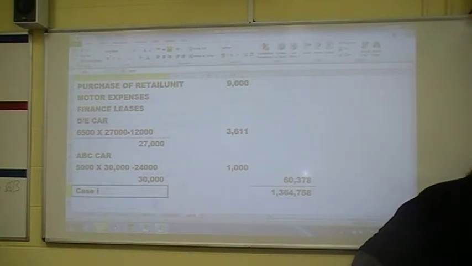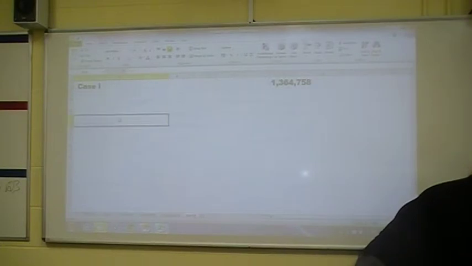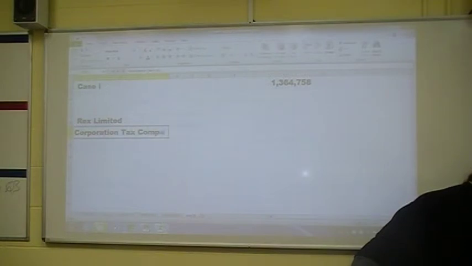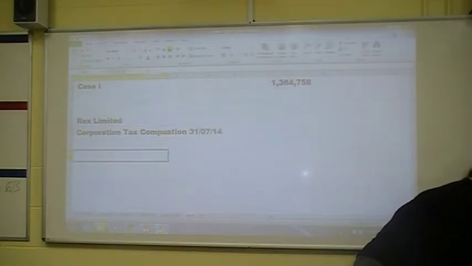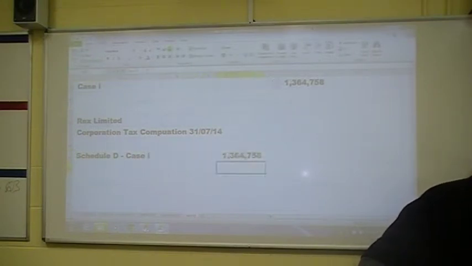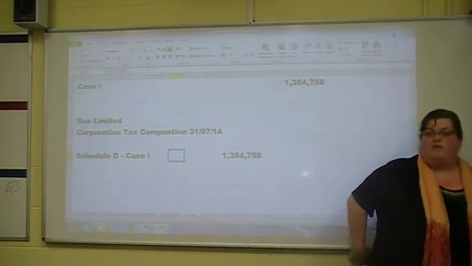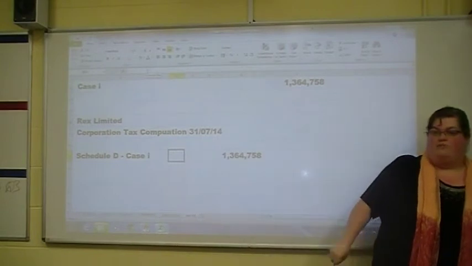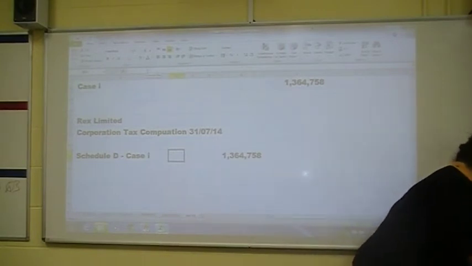Okay, so just set up a little tax computation now for X. Rex Limited. Corporation tax computation for the 31st of July 14. Case 1. So technically what we've just done is actually a working. The add back section we've done is a working, so we can put working 1 in alongside that.